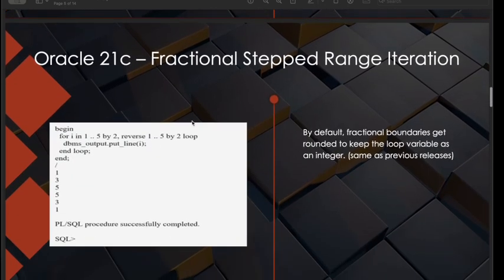Fractional stepped range iteration. By default, fractional boundaries get rounded to keep the loop variable as an integer. This is true of prior releases also. As you can see here, it is the same as previous: step forward, step by 2, reverse by 2.